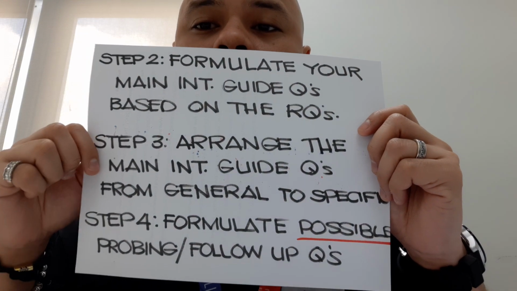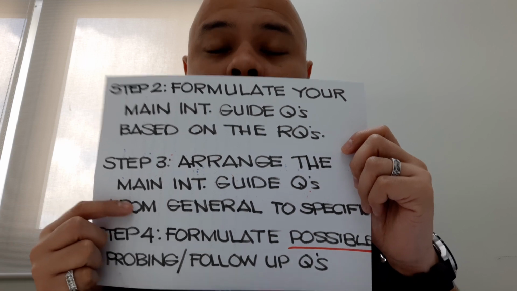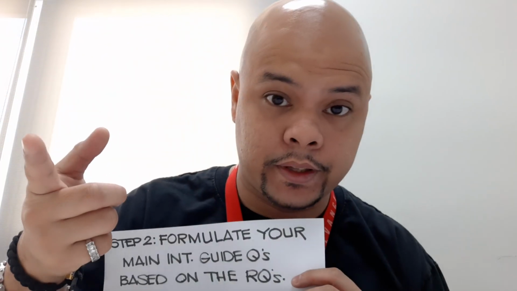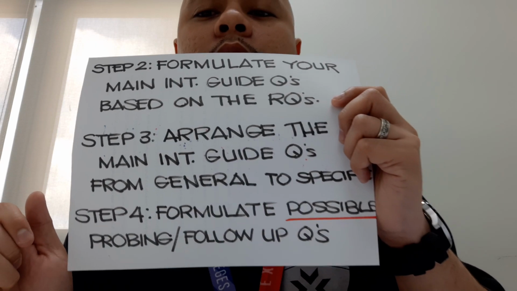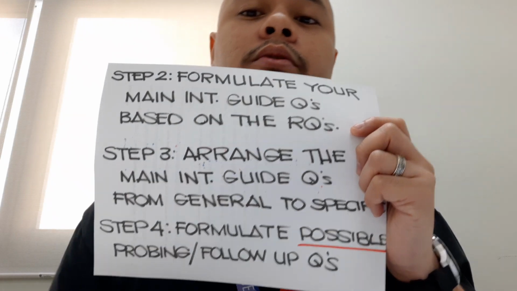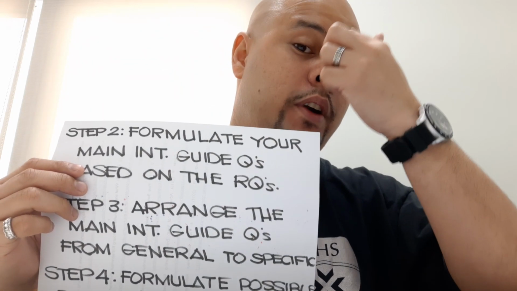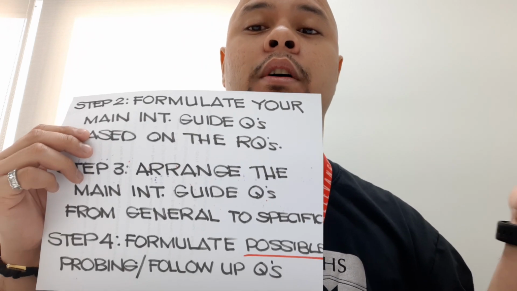Step 3. You arrange the main interview guide questions from general to specific following the guidelines I gave a while ago. And step 4, you're going to formulate possible probing questions or follow-up questions for every main interview guide question that you are going to have.